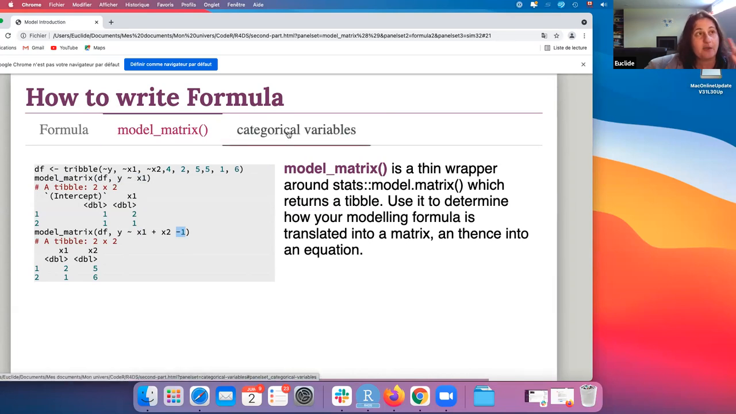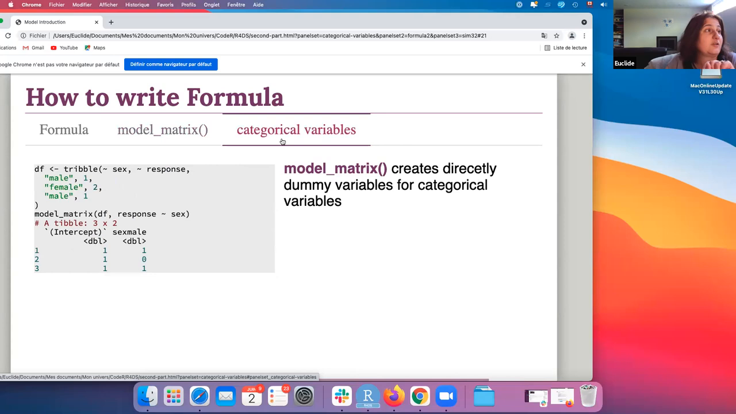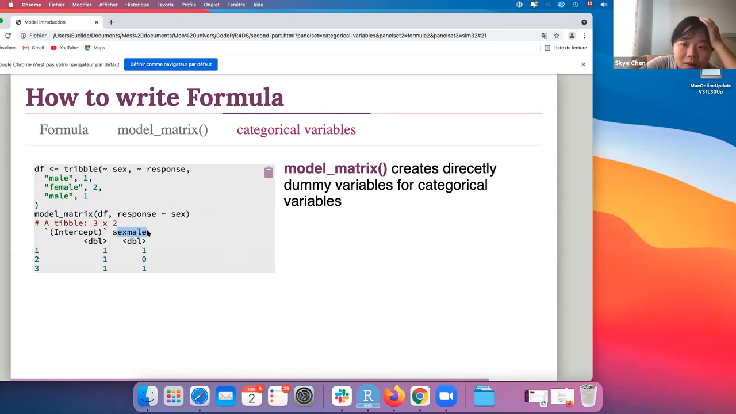Now we can see what happens with a categorical variable, which is exactly your question. Now we have sex and the response, so we have a character and a number, and we can see what is going to happen. This time it directly dichotomizes, keeping just one level. Does it answer your question? Yeah. Yes, in this case we will only keep male, and the female column just disappears.